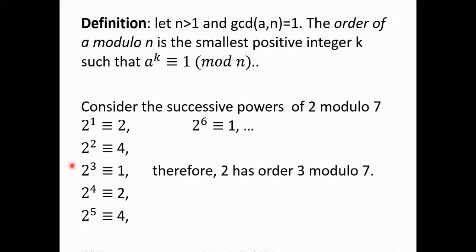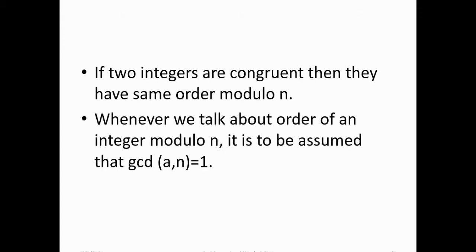So here 2 to the power 3 is congruent to 1 mod 7, and also 2 to the power 6 is congruent to 1 modulo 7. But this number 3 is less than 6. That means 3 is the smallest positive integer. Before this we were not getting 1 anywhere. So 3 is the smallest positive integer such that 2 to the power 3 is congruent to 1 modulo 7. So by definition 2 has order 3 modulo 7. So this is how we are going to define order of an integer modulo n.